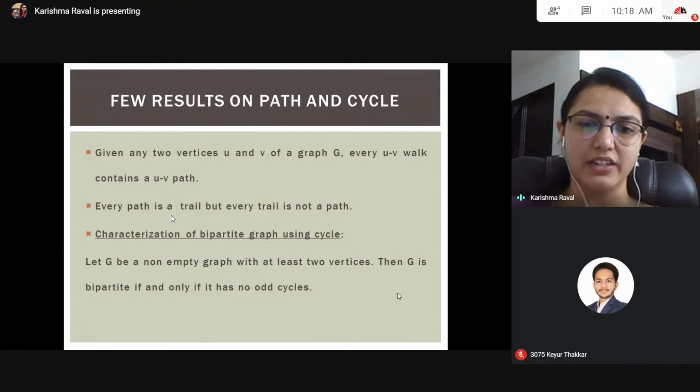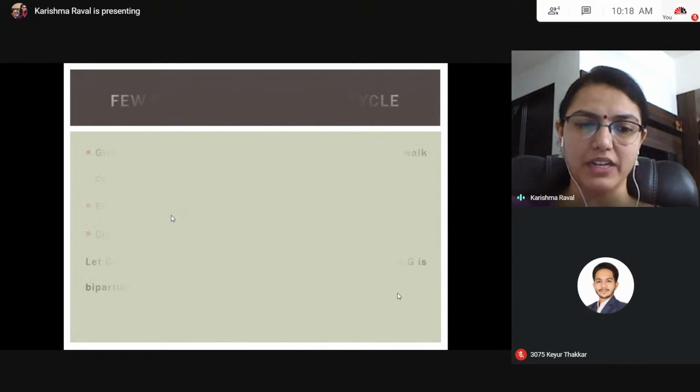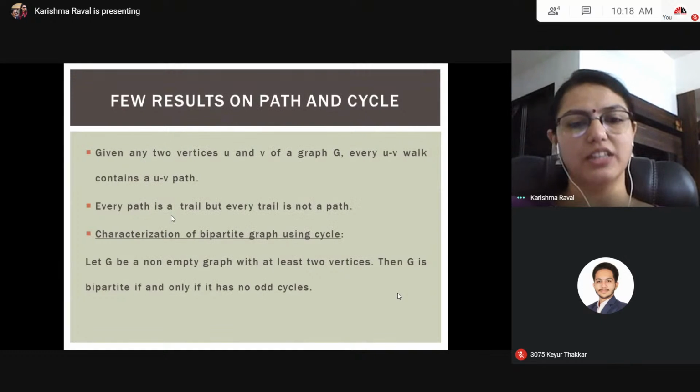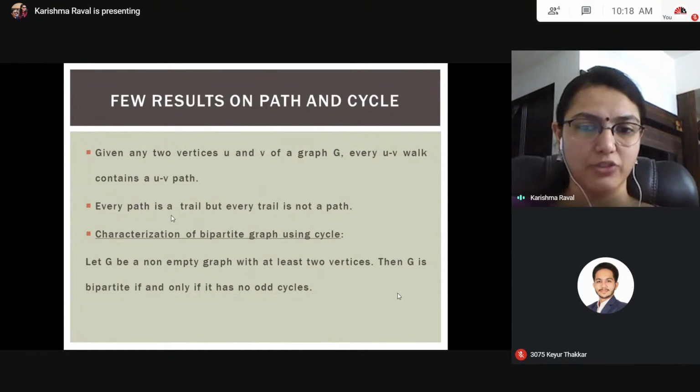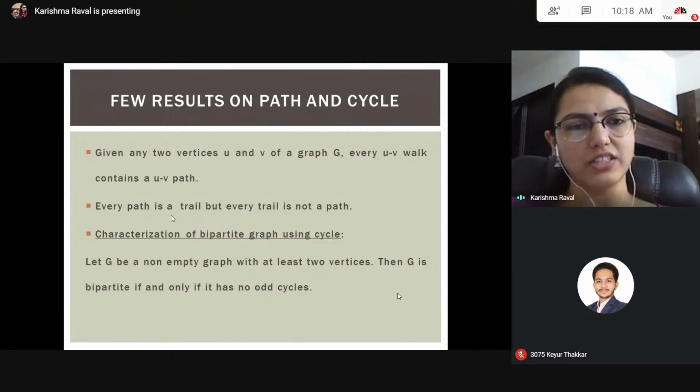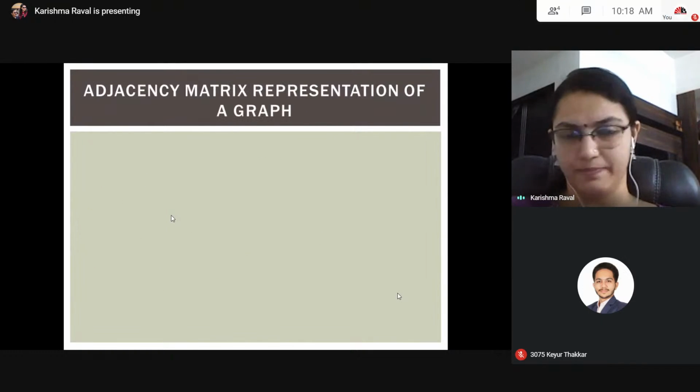Characterization of a bipartite graph using cycles. Let G be a non-empty graph with at least two vertices, then G is bipartite if and only if it has no odd cycles. I would like to highlight this for bipartite graphs using cycles: G is bipartite if and only if it has no odd cycles, only even cycles should be allowed.